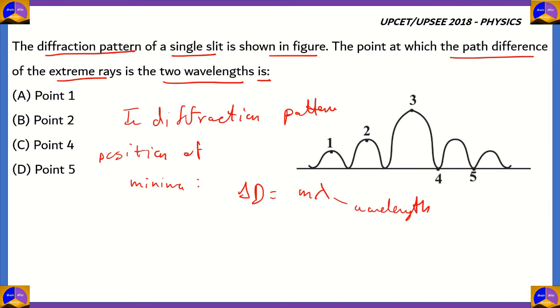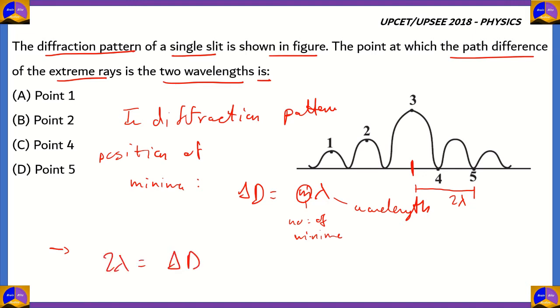So we need to find out a point at which the path difference is two wavelengths. So the path difference is basically the difference in distance from the point which is close to 3 till the point where you have a distance of 2 lambda. Now m here represents the number of the minima. So the first minima would have a path difference of lambda, and the second minima will have a path difference of 2 lambda.